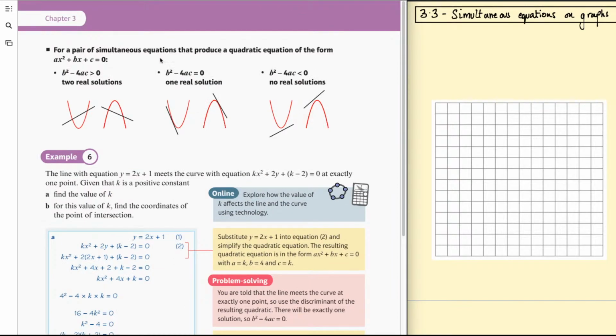Okay. So for a pair of simultaneous equations that produce a quadratic equation of the form ax squared plus bx plus c equals 0, b squared take 4ac is greater than 0 has two real solutions. We've already talked about the discriminant. That will be where the line intersects the quadratic in two places. b squared take 4ac equals 0 has one real solution. That's where the line is tangent to the quadratic, just touching it once. And b squared take 4ac less than 0 has no real solutions. The line will not be intersecting the quadratic at all.